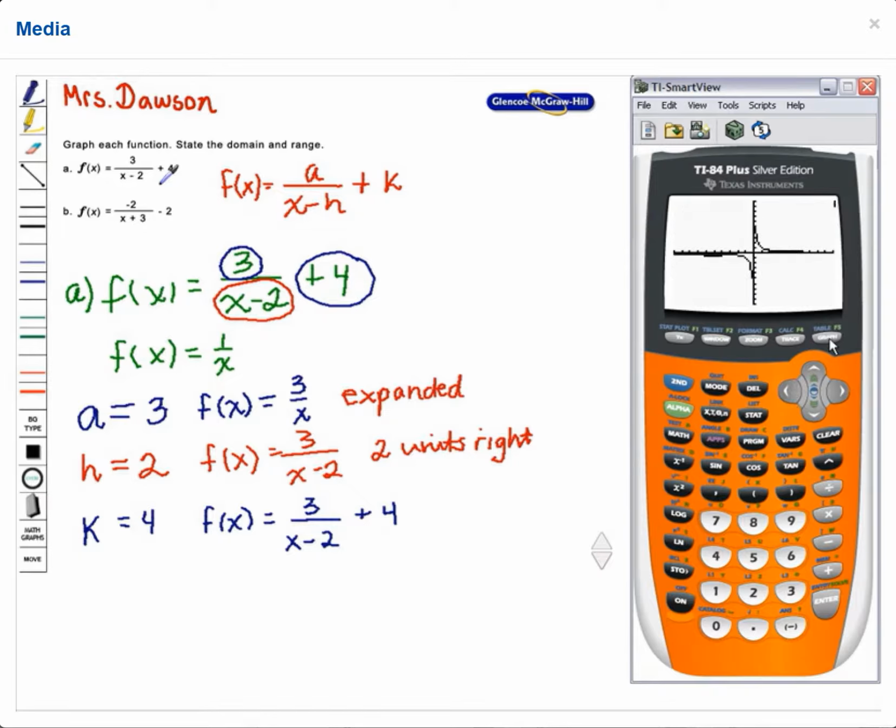Graph, you can see 1 over x, then 3 over x, then 3 over x minus 2, and last but not least, 3 over x minus 2 plus 4. Notice what happened. We expanded from having the 3 as the numerator, we shifted 2 units to the right as having x minus 2 as the denominator, and then by adding 4, the entire function shifted up 4.